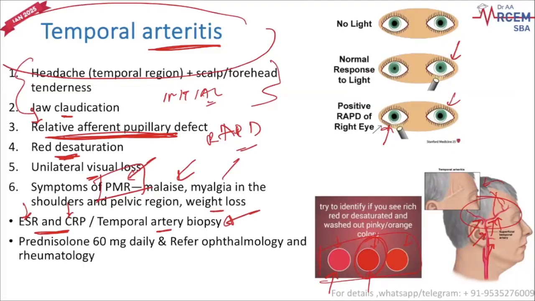What you do in the emergency department is you are just suspecting. Whenever you are suspecting, you start them on a high dose of prednisone. Then you refer to the ophthalmologist and rheumatologist, because it is a rheumatological disorder associated with polymyalgia rheumatica. You involve the ophthalmologist because this patient can lose their complete vision. So an ophthalmology specialist should also be involved here.